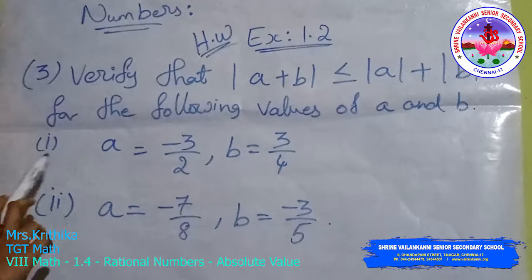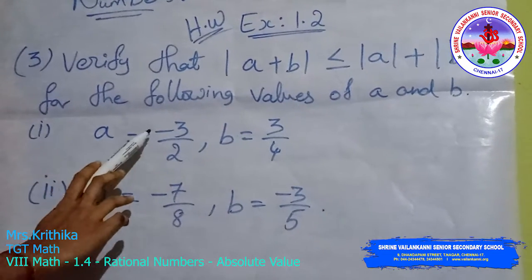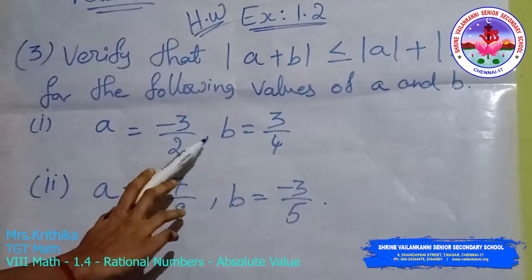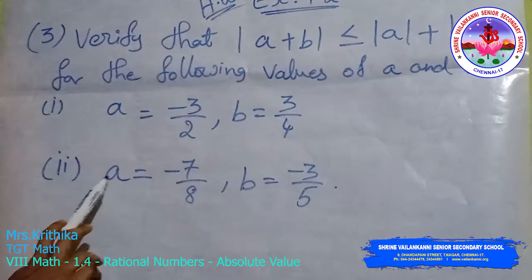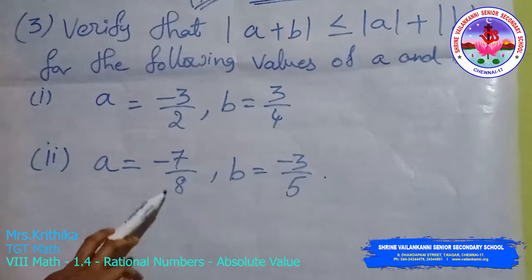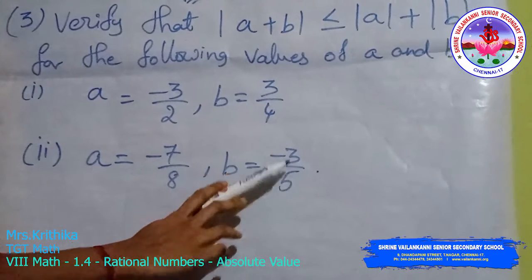Homework sums. First question is a is equal to minus 3 by 2, b is equal to 3 by 4. Second question, a is equal to minus 7 by 8, b is equal to minus 3 by 5.